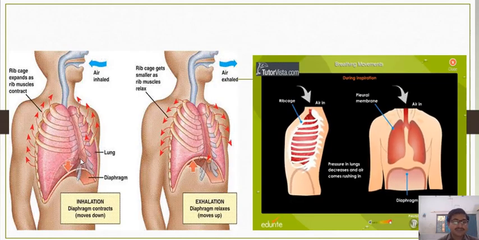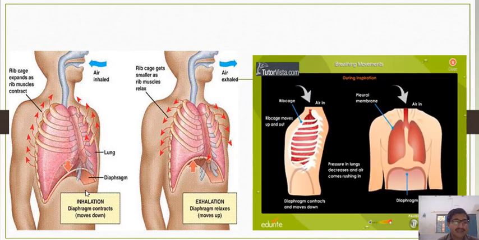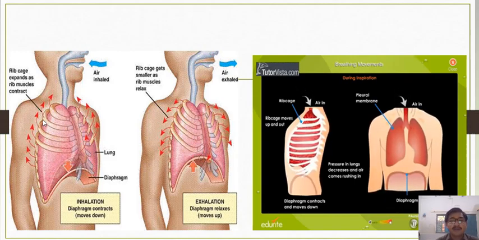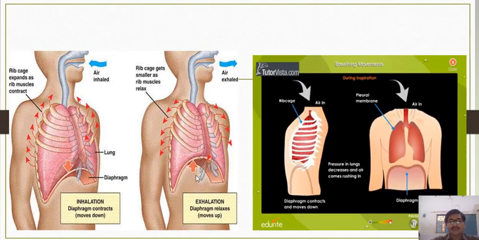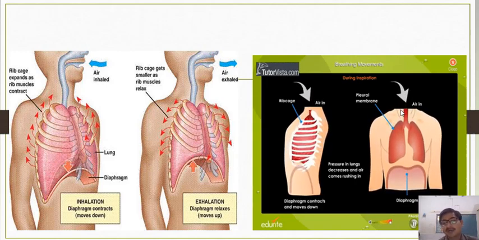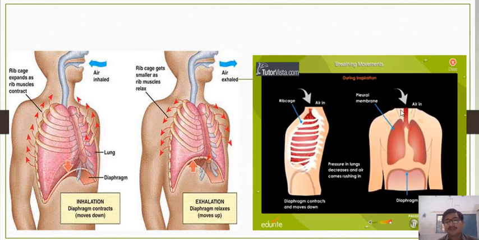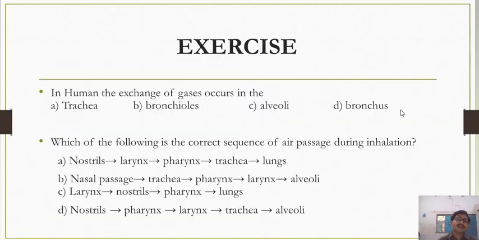As this figure shows, during inhalation the diaphragm becomes flat and our rib cage moves outward and upward, while in exhalation the muscles are relaxed, the diaphragm becomes dome shaped, and the rib cage moves inward and downward. This little animation helps you understand how inhalation and exhalation work, with the movement of the rib cage and the diaphragm. Little exercise for you.